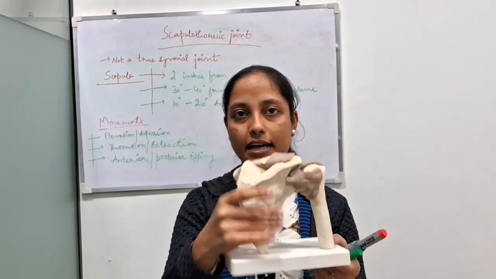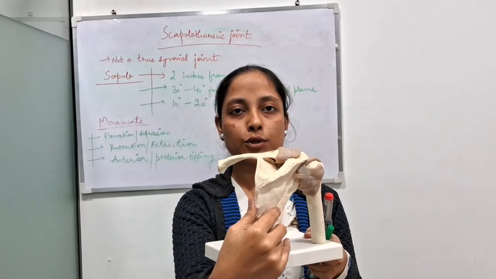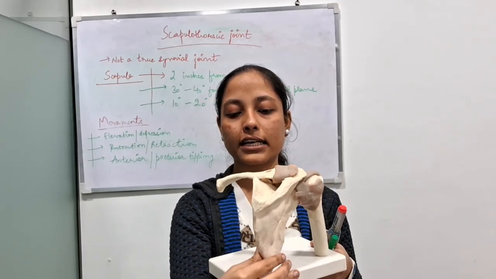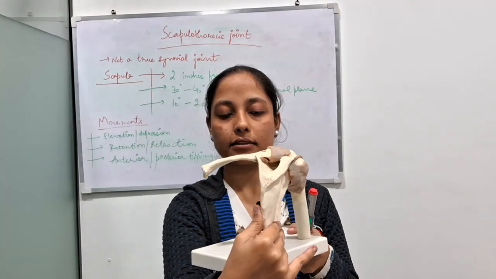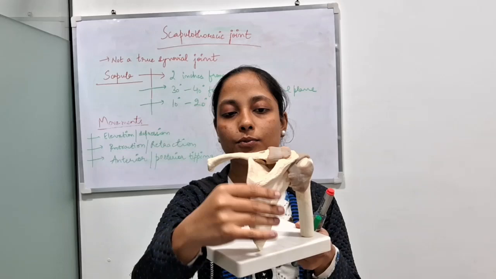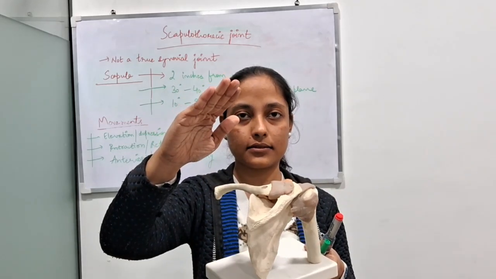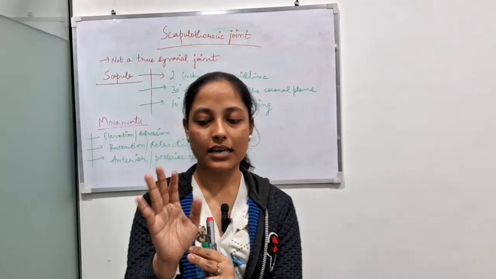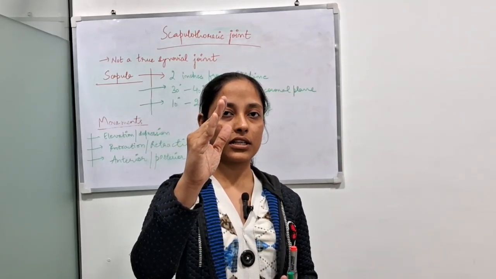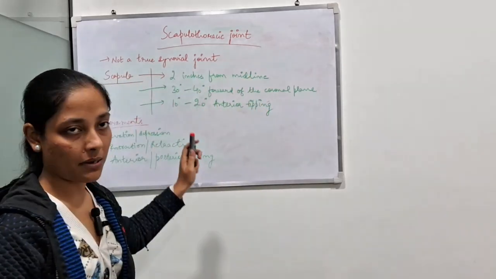Like here it is attached straight, but it is actually like in this position, 30 to 40 degrees forward of the coronal or the frontal plane, like this, and with 10 to 20 degrees of anterior tipping, like this, right? So actually, suppose my hand is the scapula, so this is the position of the scapula. So these are the 3 points that you need to remember.